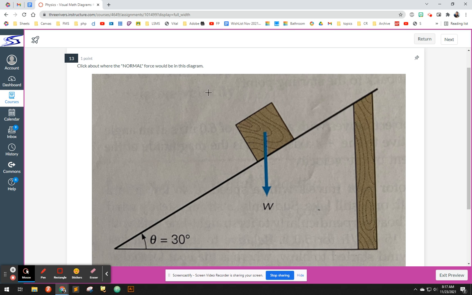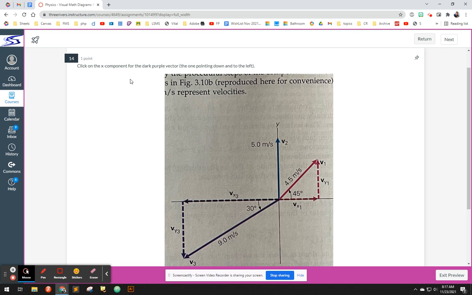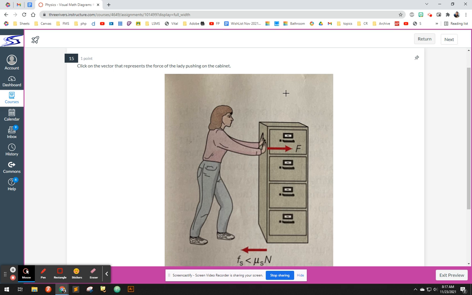Where would the normal force in the diagram be? It would be up this way. So somewhere in the middle of, we already did this problem. The arrowhead would be there. So I'm going to click somewhere in the middle where it's safe. Click on the X component for the dark purple vector, the one pointing down and to the left. And I said X component. So that'd be, here's the down and to the left arrow, and this is the X component of that.